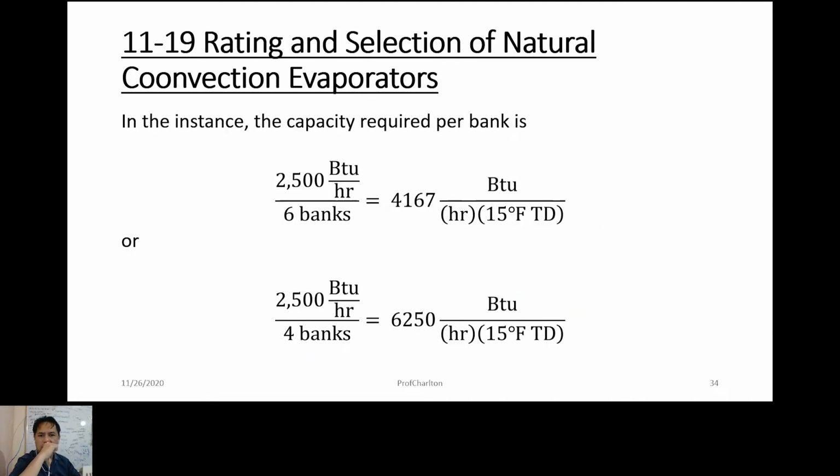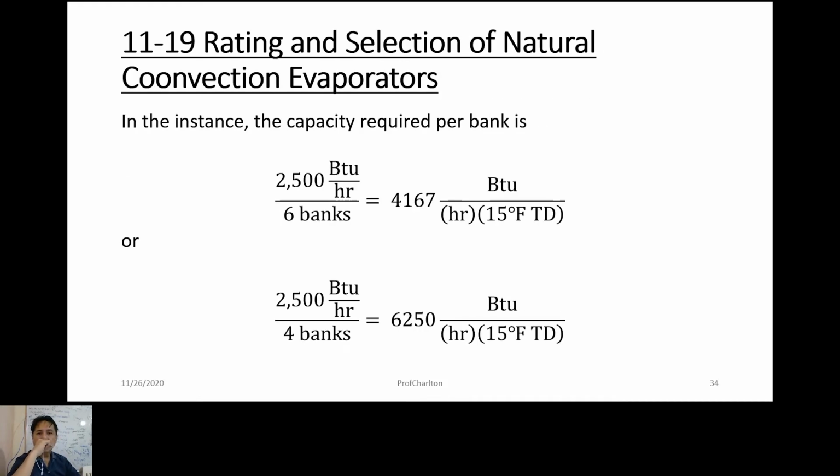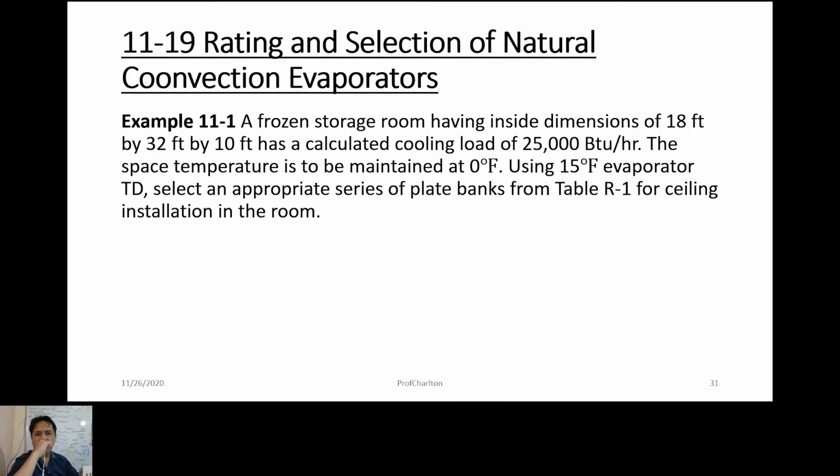Okay. So here we would like to consider one example now, so that at least we are guided now, because the time is coming to an end. No? So we have an example here. Selection of natural convection evaporator. Natural convection evaporator. A frozen storage room having inside dimensions of 18 feet.